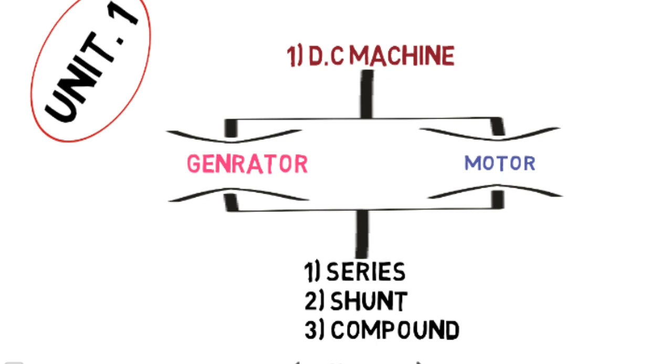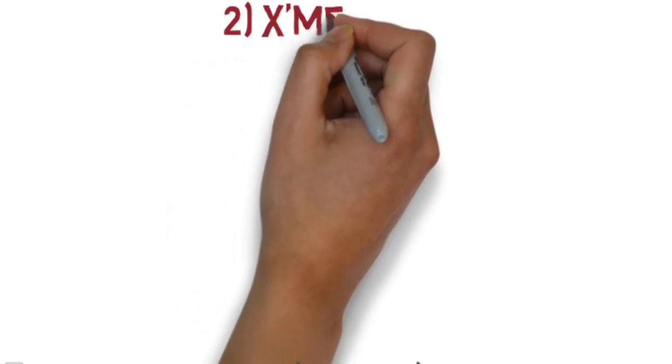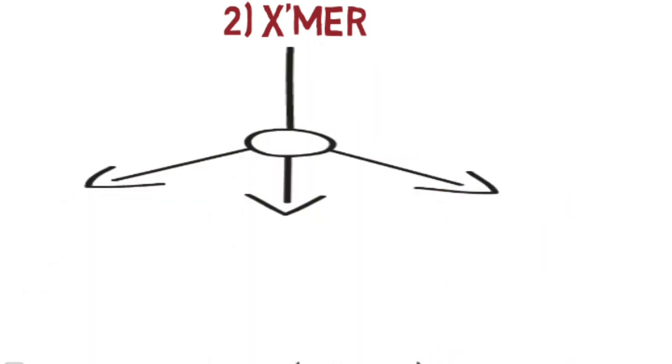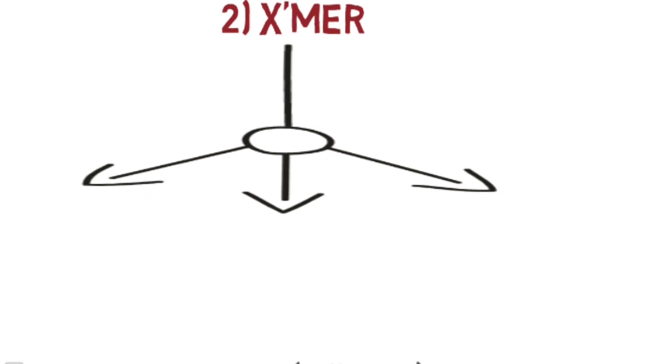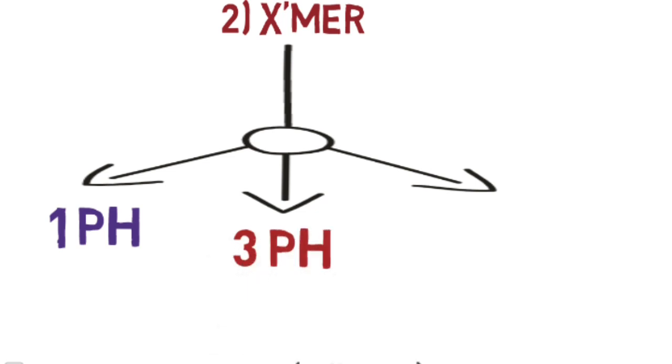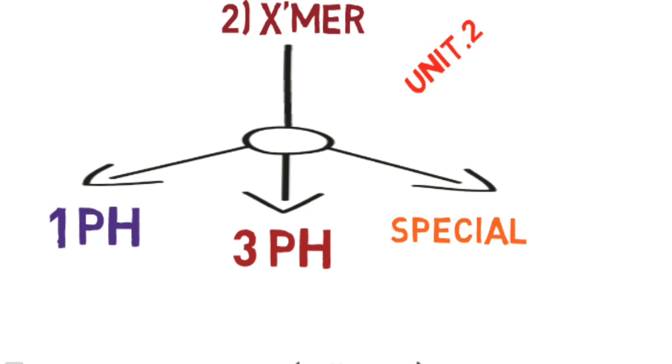Now the second one is the transformer. The transformer is again classified into three parts. First one is the single phase transformer, second one is the three phase transformer, and other than these two there is also the special type transformer. So there are three classifications of a transformer. This is our unit 2. After completing unit first, we will see unit 2.